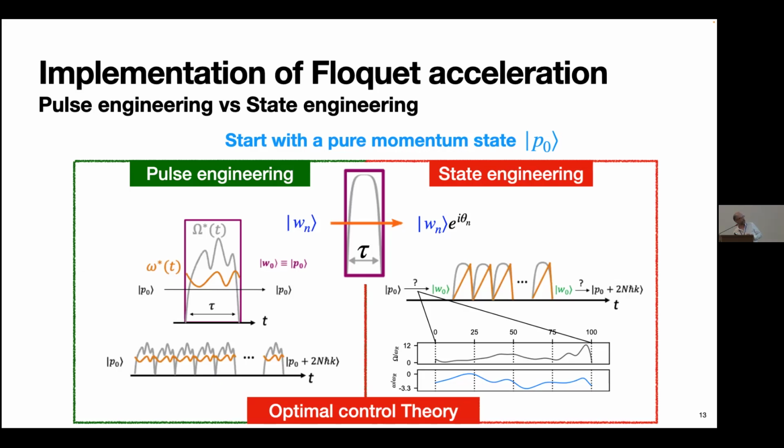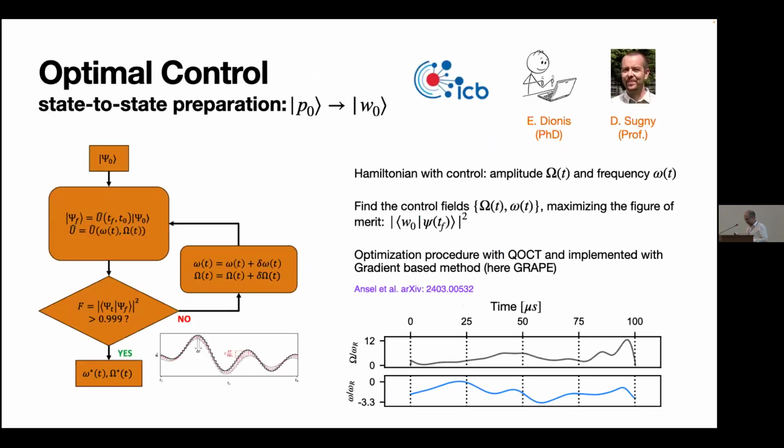Then it is transported, and at the end of the sequence, you transform back the Floquet state to the momentum state, or to a momentum state. So to find what happens here, this state-to-state transfer is a well-known problem in the community of optimal control theory. So we ask them. So them are Dominique Sugny and Etienne Dionis. They work at the University of Dijon.